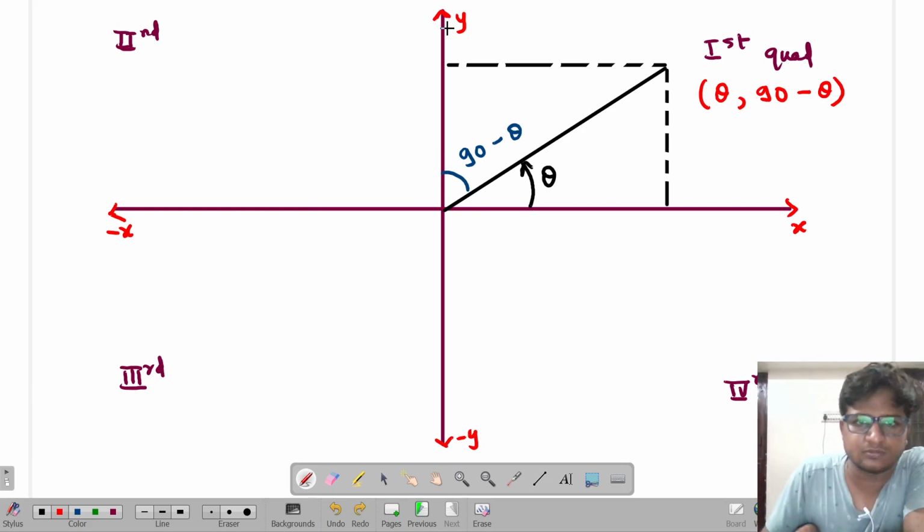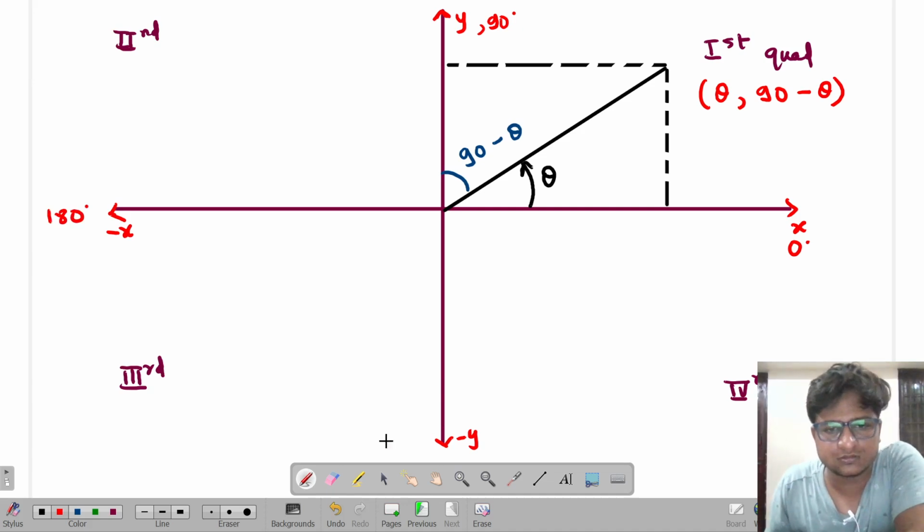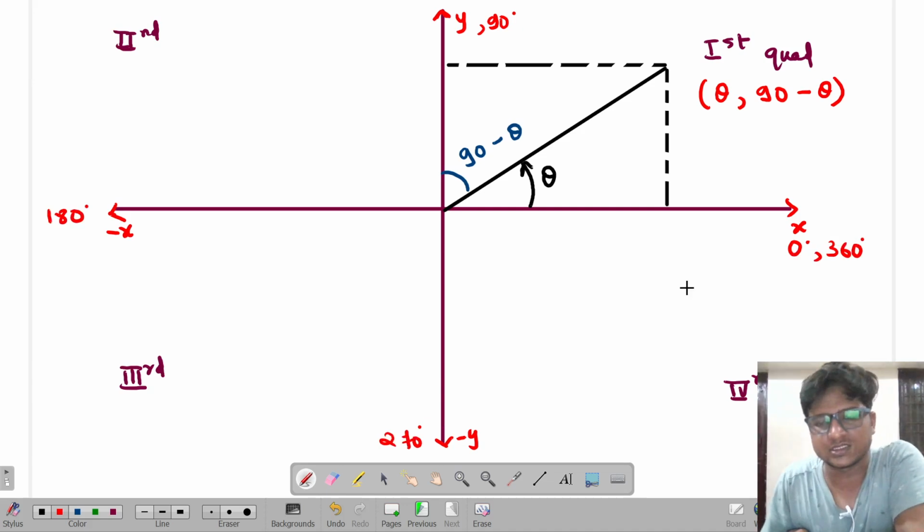Correct. Now, because see, this is 0 degree. This is now the y-axis, which is 90. This is 180. This is 270. And this is once again 360. Yes or no?